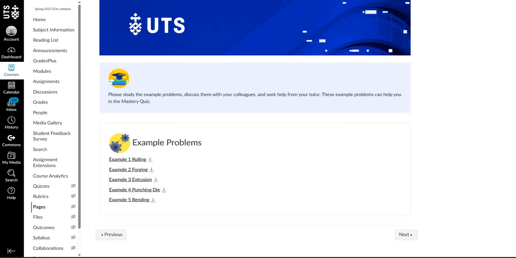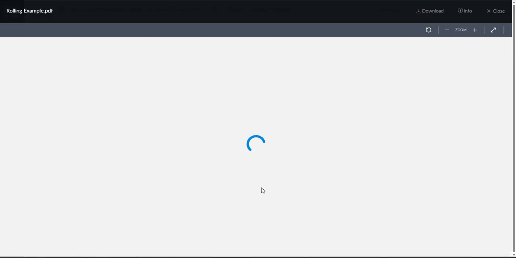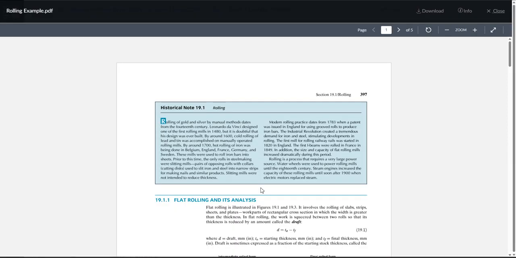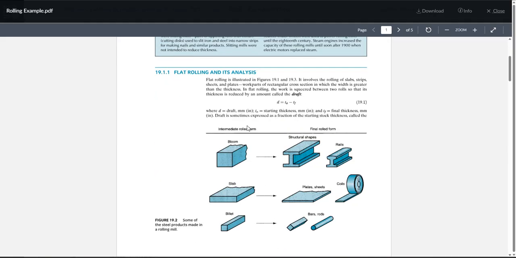Okay, so the second question I'm going to work on is going to be the rolling question. Now, for the rolling question, you can see that the set of equations we had is going to be 19.1, which is going to give you the draft value. The draft is the amount of the reduction we're going to have in the plate after the rolling process. So it's just simply the initial thickness minus the final thickness. That's it. Initial thickness minus the final thickness.